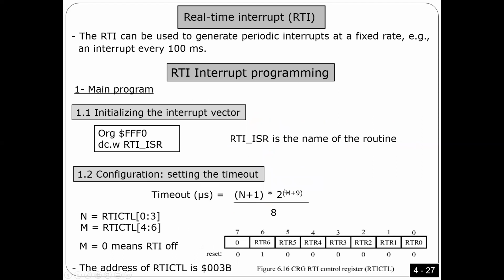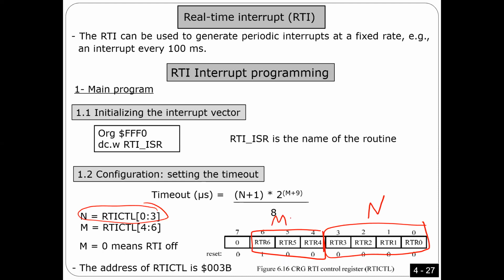So this is the register RTI CTL. As you see here, this register is... just give me 1 second. Okay. Yeah. So this is the register, guys. The first 4 bits of this register, I'm gonna call it N. So 1, 2, 3, 4. So these 4 bits should have a number. I'm gonna call it N. And these 3 bits, they should have a number. I'm gonna call it M.